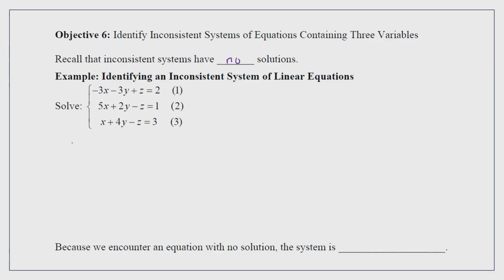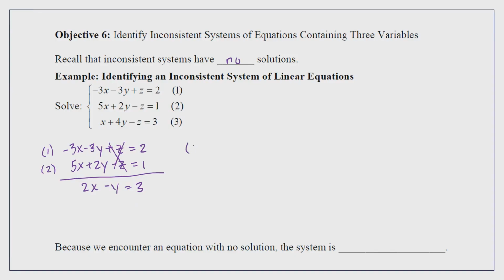Okay, so let's take 1 and 2, so negative 3x minus 3y plus z equals 2. Then we have 5x plus 2y minus z equals 1. So we will get 2x plus y, actually it's minus y, minus y equals 3 because the z's cancel. So that was equation 1 and equation 2.